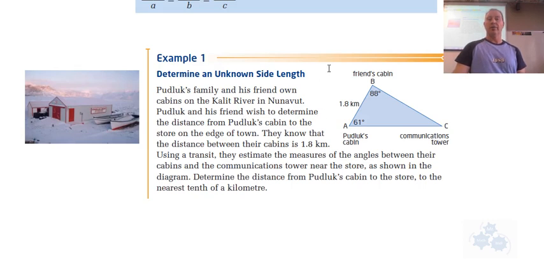So here we have this situation, and we're asked to find the distance from Pudluk's cabin, that's A, to the communication tower, I guess, to the store. Friend's cabin, Pudluk's cabin, communication tower.